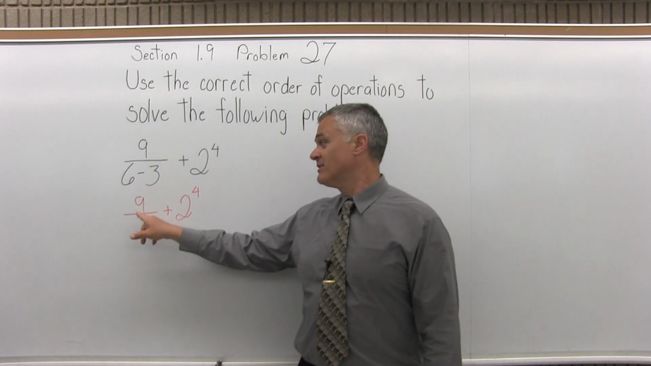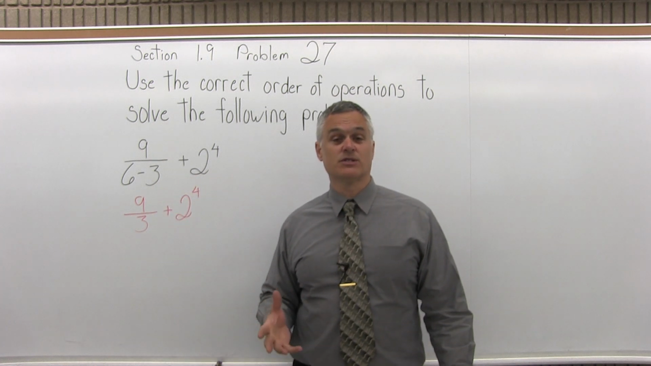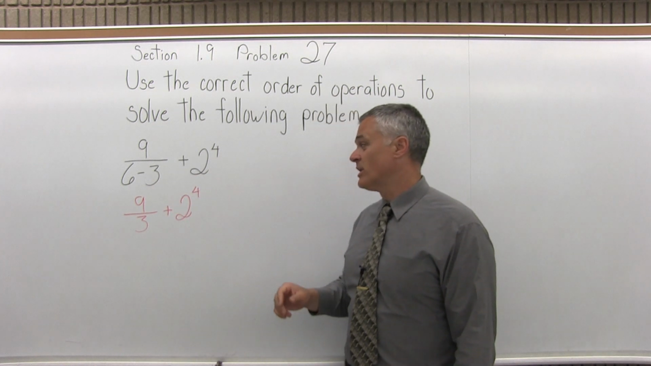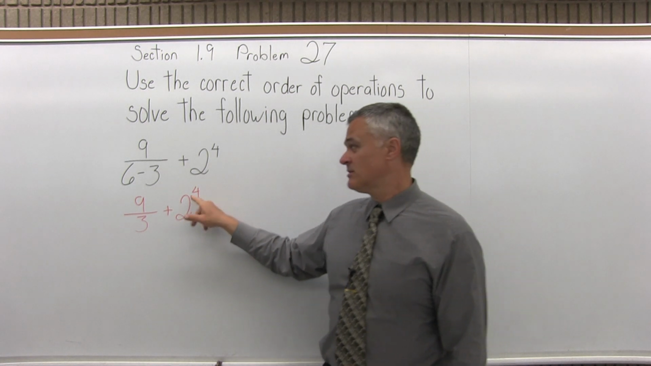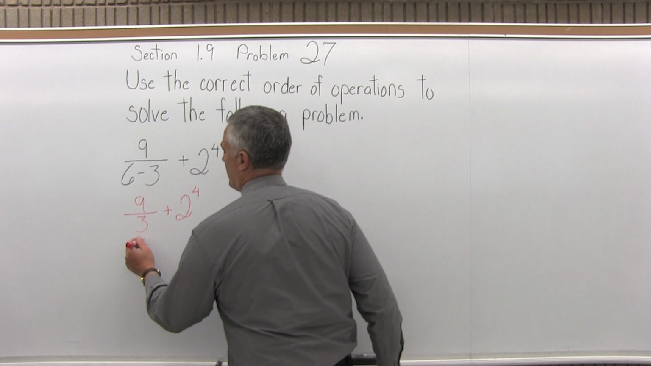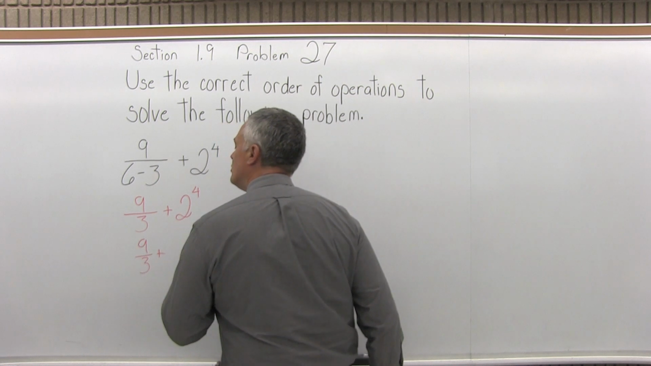So now what's left? I have a division, I have an addition, and I have an exponent. My parentheses or grouping symbols are done at this point. So the next most important thing I need to deal with is the 2 to the 4th power. That's my exponent. So the 9 over 3 can stay for a minute, plus 2 to the 4th power.